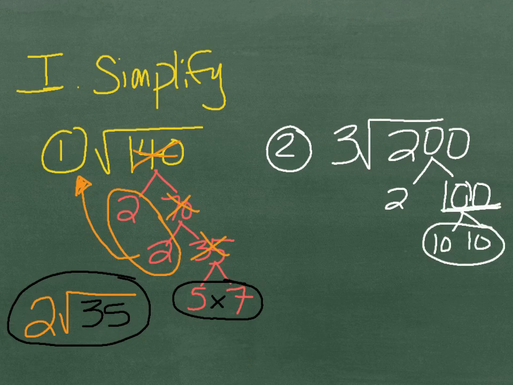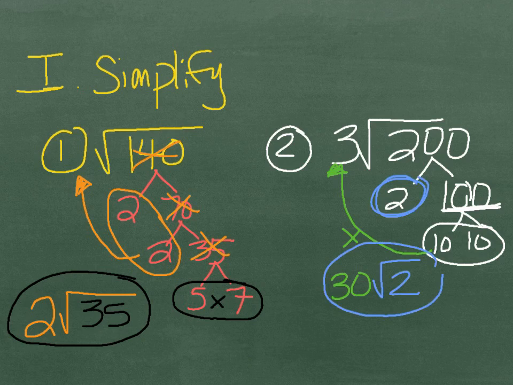Since we have a 10 and a 10, I know that I can break the 10 out of the jail. Since the 10 can break out of the radical on its own, I'm going to take the 10 and multiply it by what's already out there. So that'll be 10 times 3, which is 30. And then I have the 2 left inside. The 2 doesn't have a partner, so it's going to stay inside the radical. So the simplest form of 3 square root of 200 is 30 square root of 2.